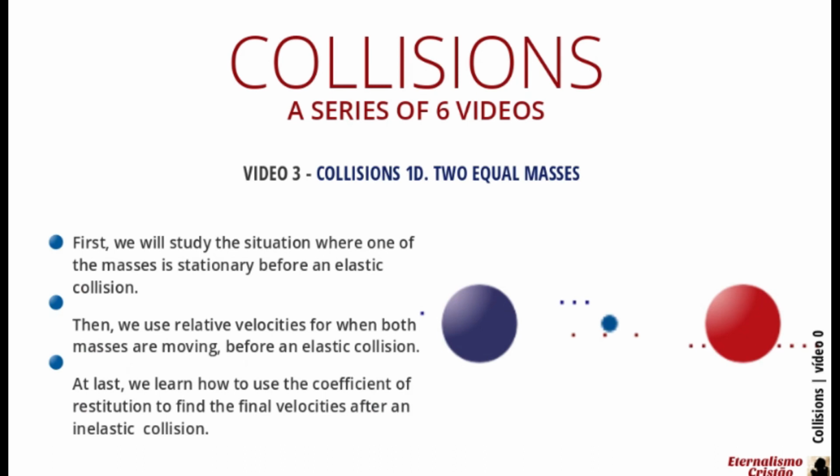Video 3, Collisions 1D. Two equal masses. First, we will study the situation where one of the masses is stationary before an elastic collision. Then, we use relative velocities for when both masses are moving, before the elastic collision. At last, we learn how to use the coefficient of restitution to find the final velocities, after an inelastic collision.